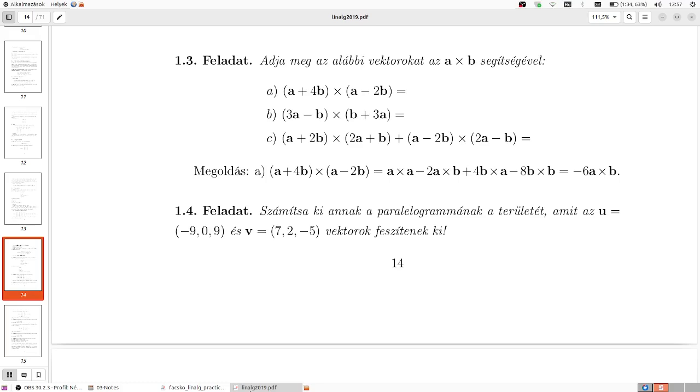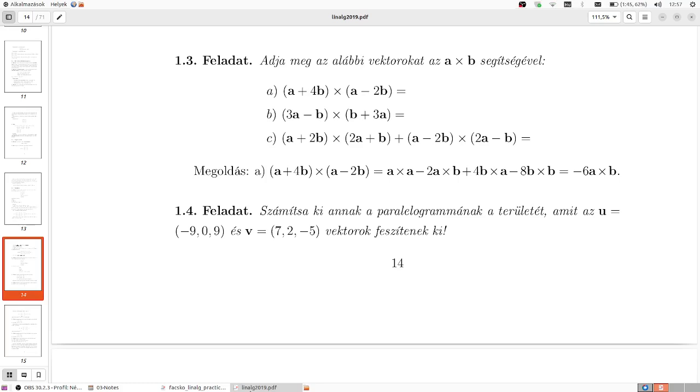And what does it mean? This is 0, same vector. This is 0, same vector. And this means 4B cross A, that is nothing more than minus 4A cross B, because of the anticommutative feature. So minus 4 minus 2 is minus 6A cross B. That's the result.